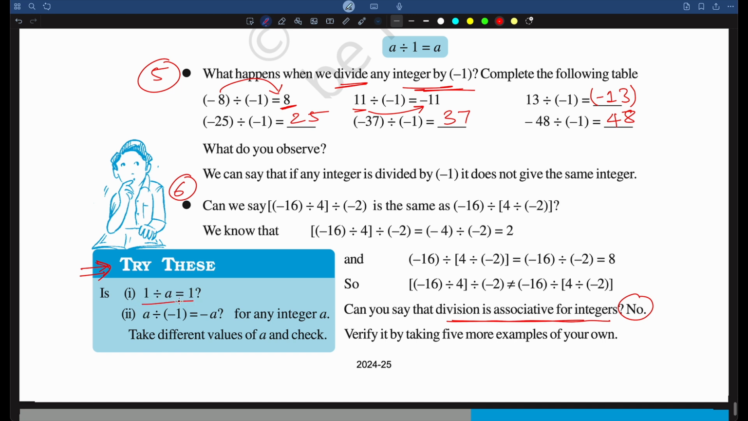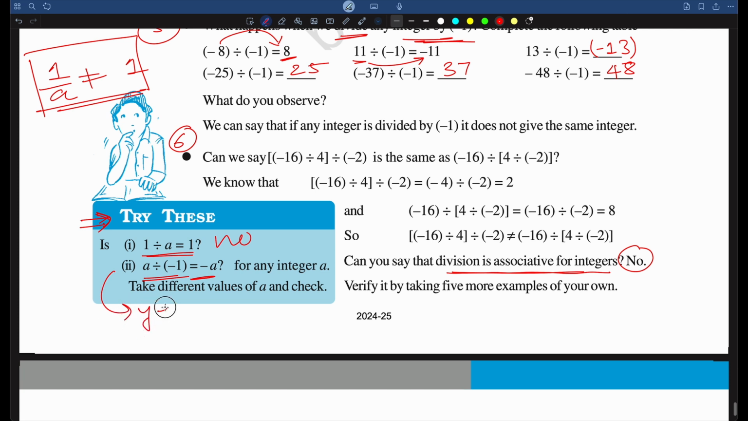Is 1 divided by a equal to 1? We can say no. 1 divided by a is not equal to 1. And a divided by minus 1 equals minus a, that is yes. A divided by minus 1, we get plus a, and minus 1, plus into minus is minus, and a divided by 1 is a, so we get minus a as the answer for any integer a.